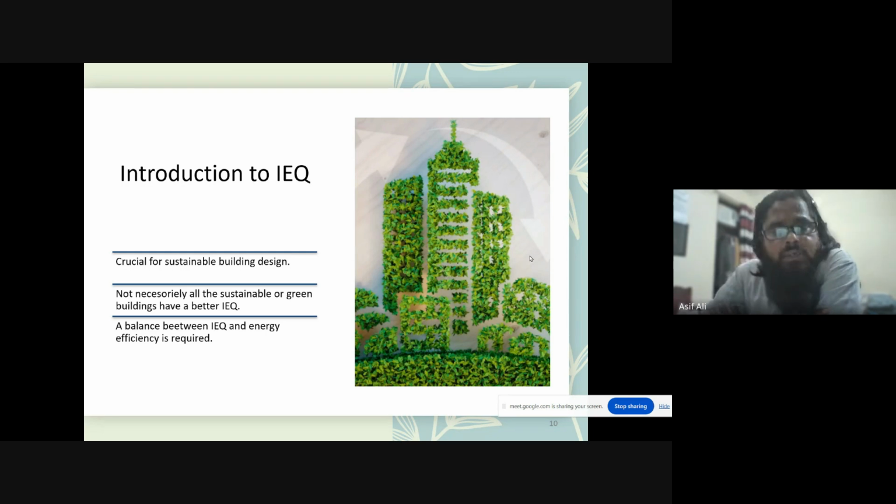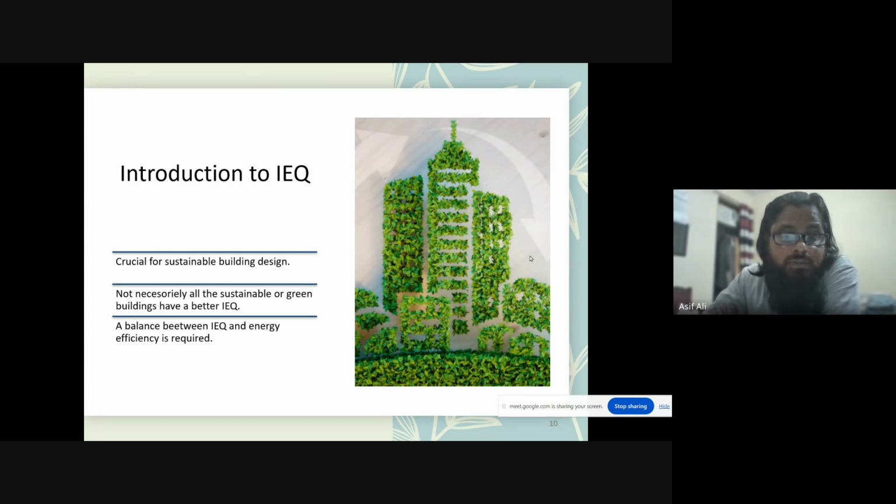So, as I told you, the IEQ, the indoor environment quality, is sometimes or most of the time a problem, and it affects the health, the well-being, the productivity and the performance of the students, of the teachers and the workers. And it is very important that this indoor environmental quality should get improved, but at the cost of what? Not at the cost of sustainability.